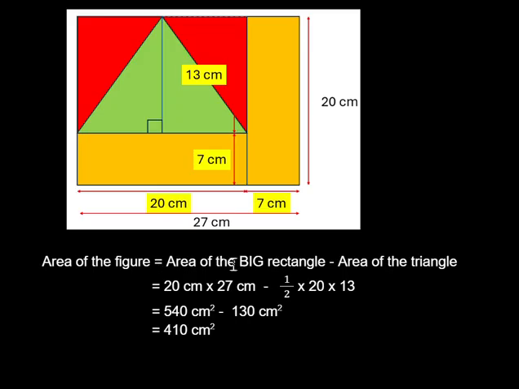So the area of the big rectangle is 20 multiplied by 27 is 540 centimeters square. The area of the triangle is half times base times height. Half times 20 times 13 is 130 centimeters square. So the answer is the same, 410 centimeters square. So this is the second method of solving, which is faster, but of course you need to understand this concept. I hope it helps.